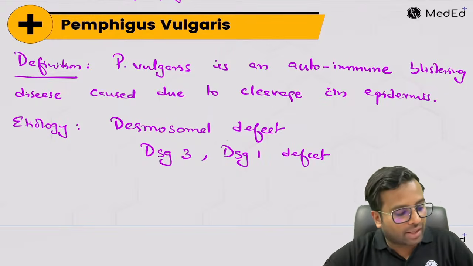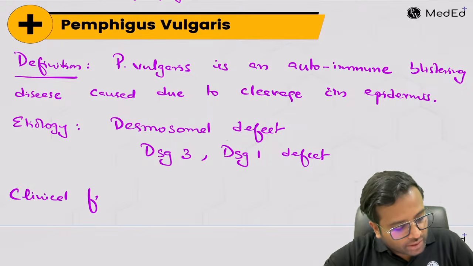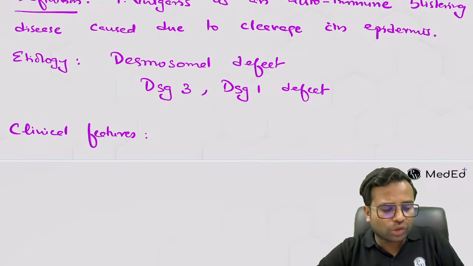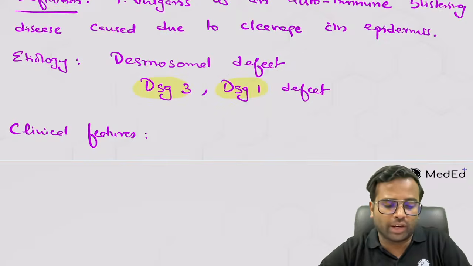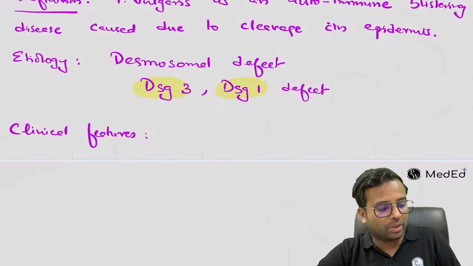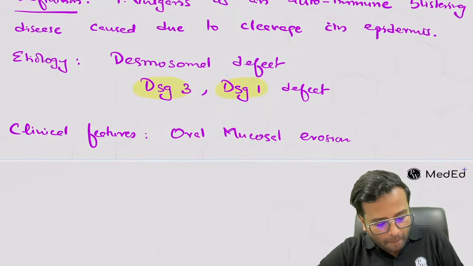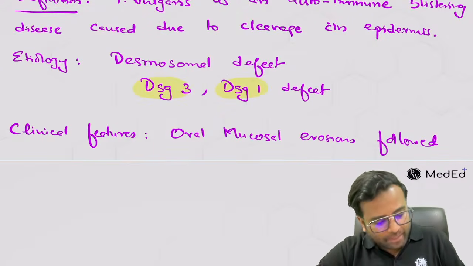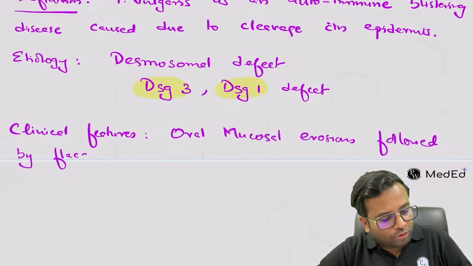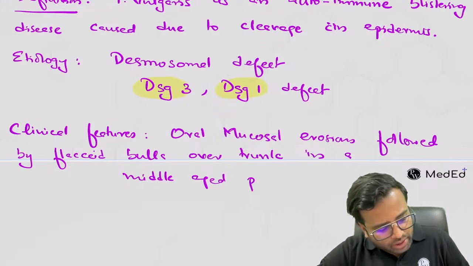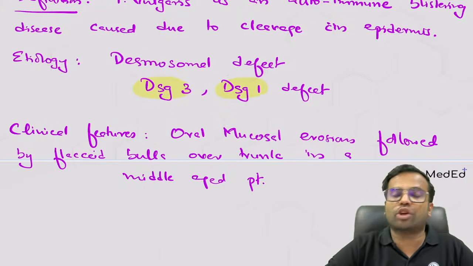Now, after etiology, let us write down what are the clinical features. So, in the clinical features, because of desmoglein 3 defect followed by desmoglein 1 defect, the patient will develop oral mucosal erosions followed by flaccid bulla over the trunk in a middle-aged patient. This is the usual clinical presentation of pemphigus vulgaris.